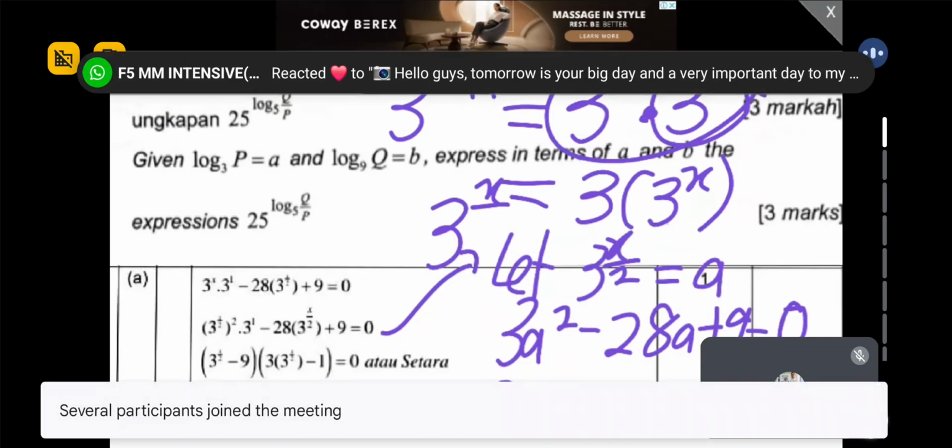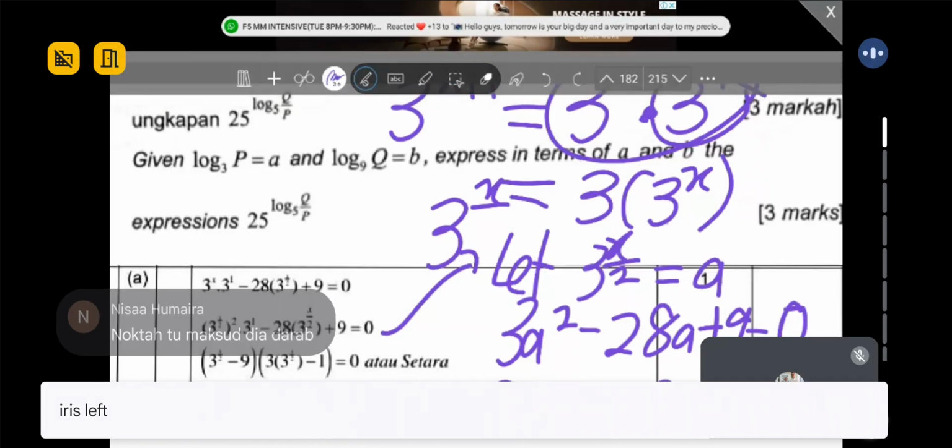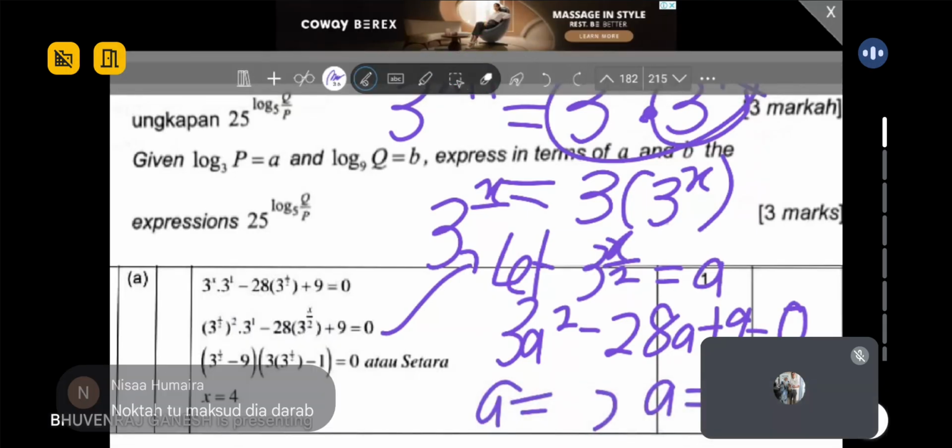Tapi kamu kena ingat, bila kamu dapat dua nilai A kamu kena ganti balik untuk cari nilai X. You must always substitute back your A value in the assumption to find back your X value. Nokta tu maksud dia darab.